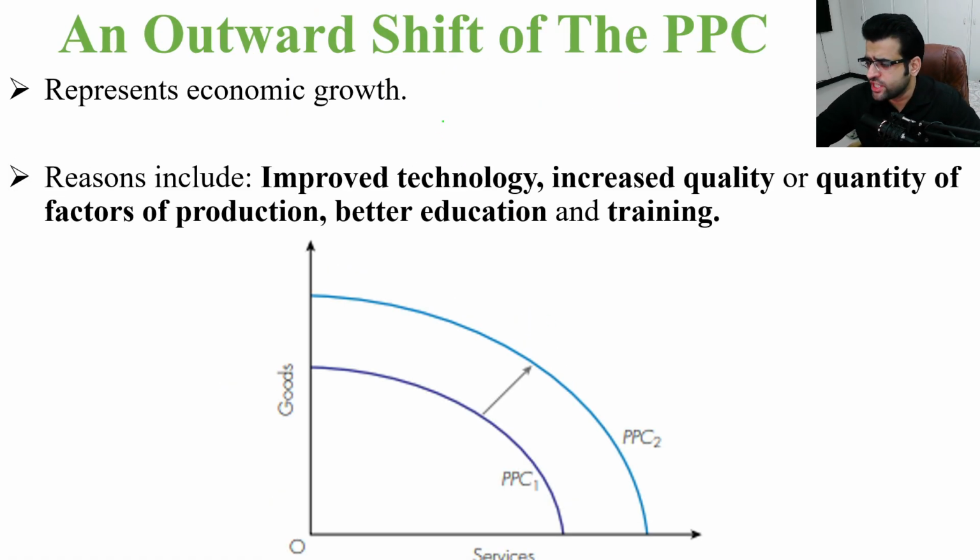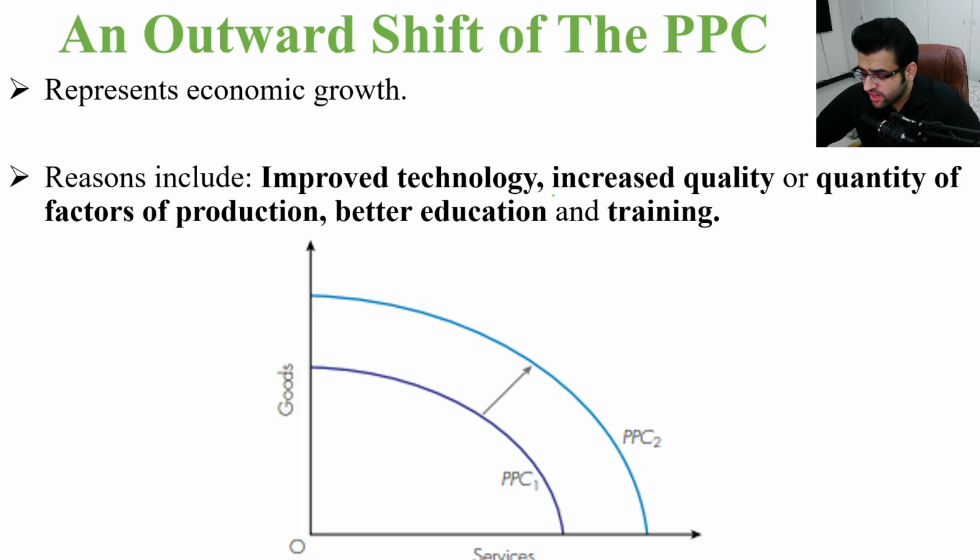Now let's discuss the shifts of the PPC. The shift can be outwards or inwards. So first let's discuss the outward shift of the PPC. An outward shift of the PPC shows economic growth. It could occur due to improved technology, that is investing more in producer goods now.